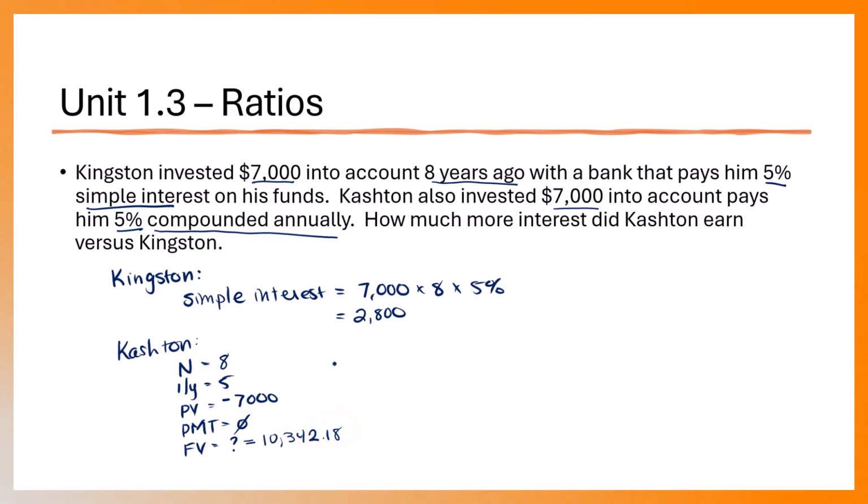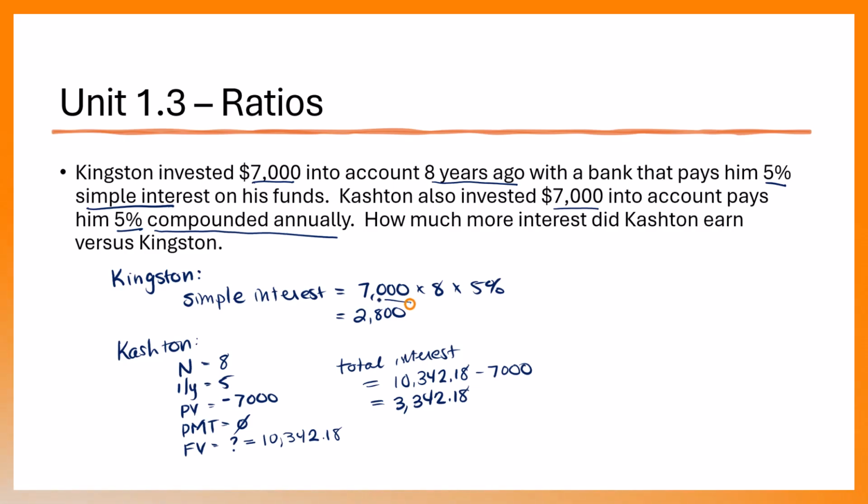The total interest that Cashton earned on his account was significantly higher. We take that future value and we subtract off the original amount, and we can see that he earned $3,342.18. But the question asks, how much more interest did Cashton earn versus Kingston?